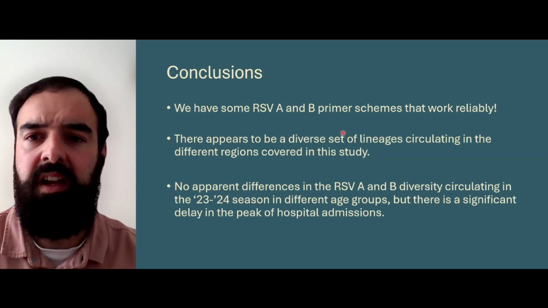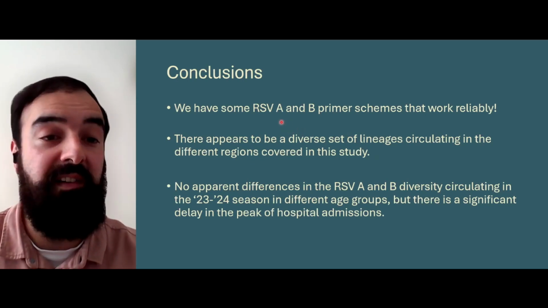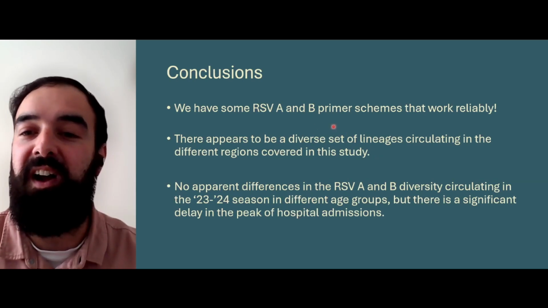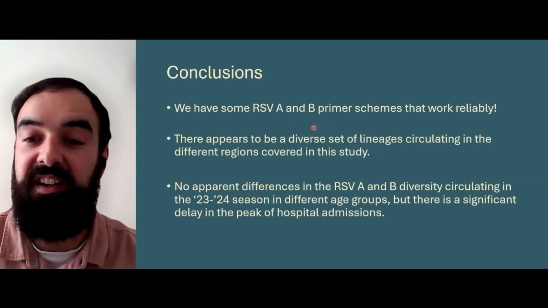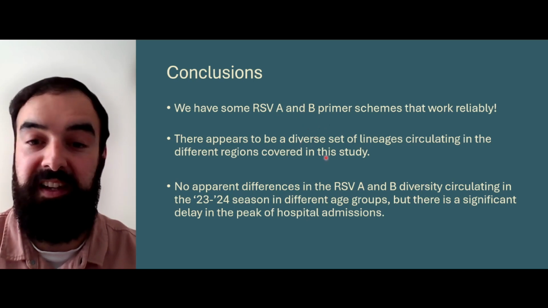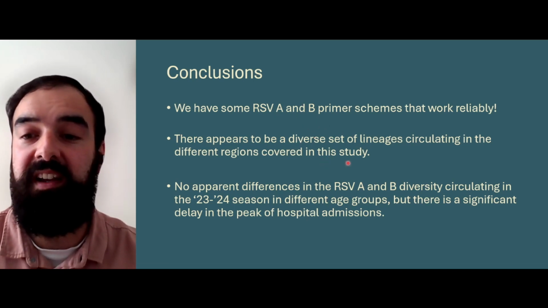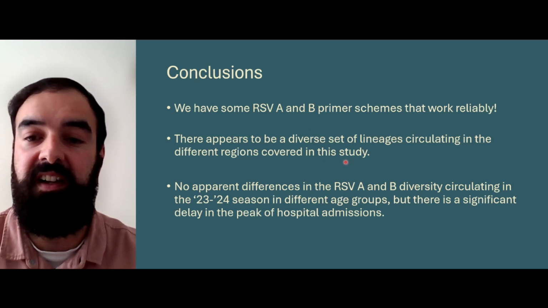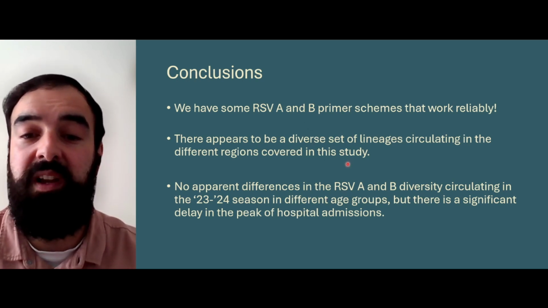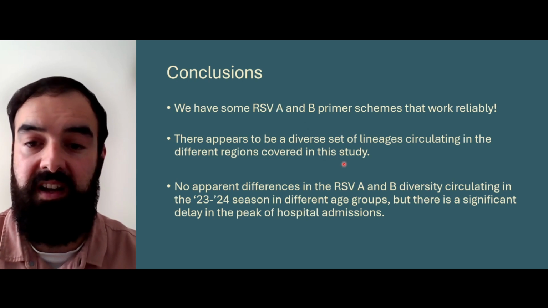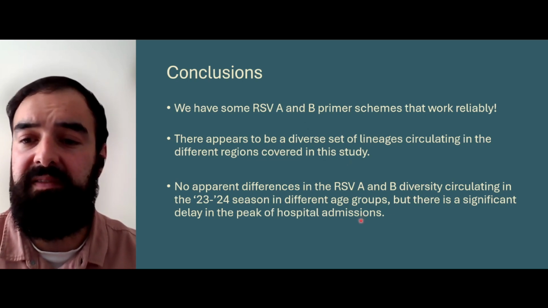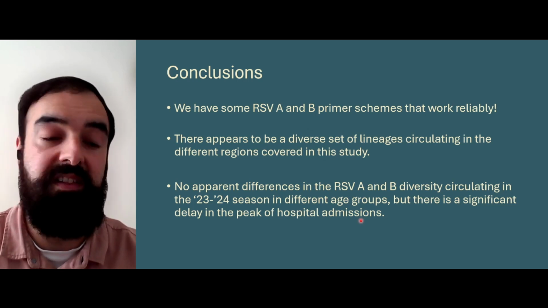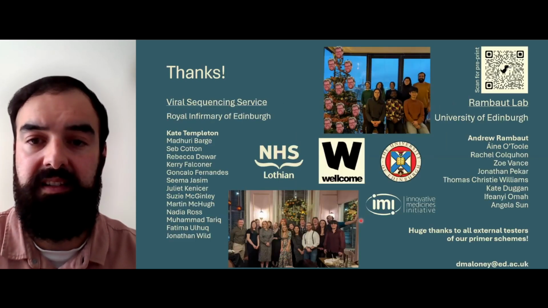So in conclusion, we have some primer schemes that work well for RSV sequencing. The details can be found in our preprint, and there's another QR code for that on the next slide. But please get in touch there if you have any questions or thoughts on their use. We have also shown that in agreement with previous studies, there appears to be a diverse set of RSV lineages circulating globally at the moment, with travel links playing a key role in RSV lineage dynamics. There also appears to be little difference in the RSV circulating in different age groups, but there is a significant difference in the timing of peak cases.